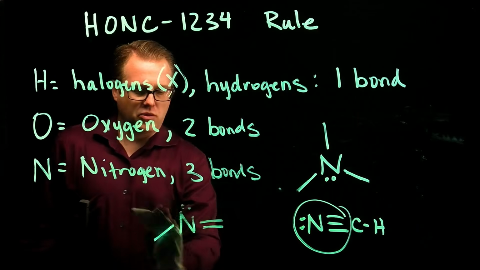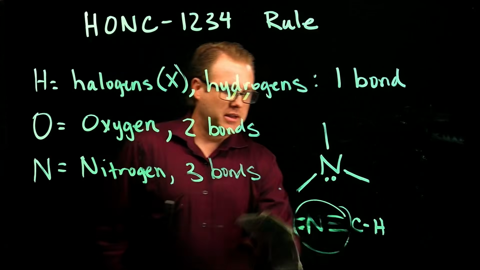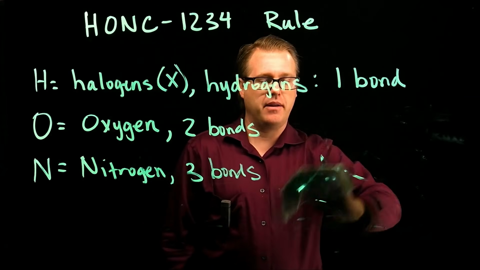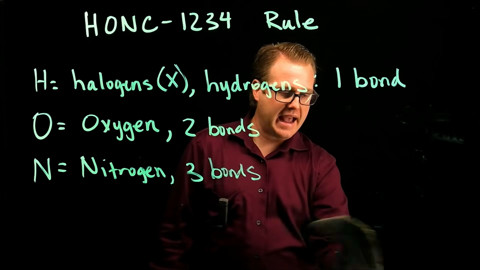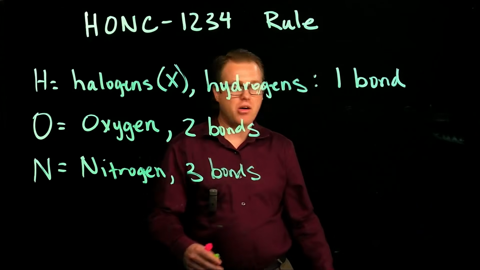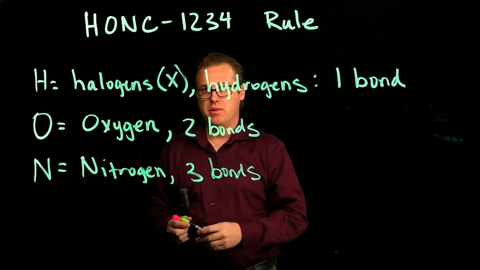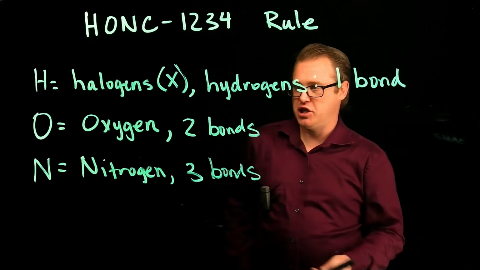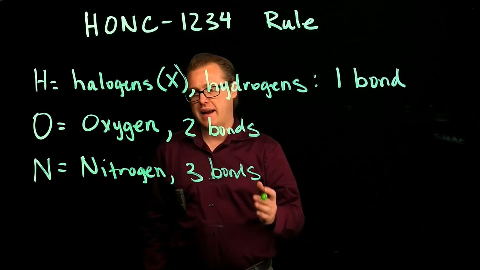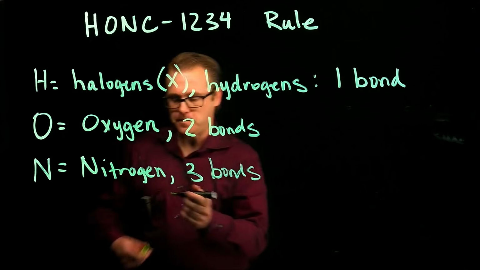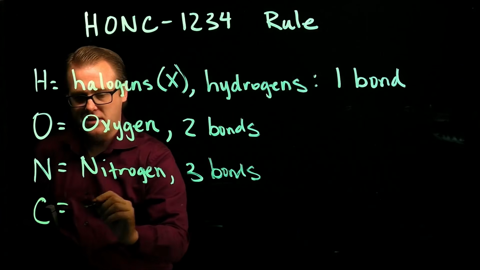And then the last one in the HONK rule is carbon. Very, very important, because organic chemistry is all about carbons. Forming carbon-carbon bonds, using carbons to change functional groups. Organic chemistry is all about the carbon. So C stands for carbon.